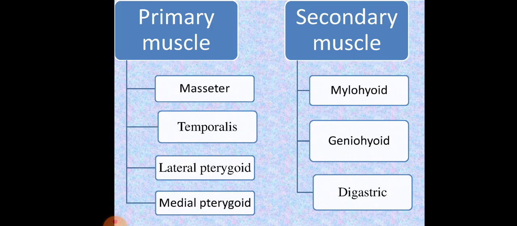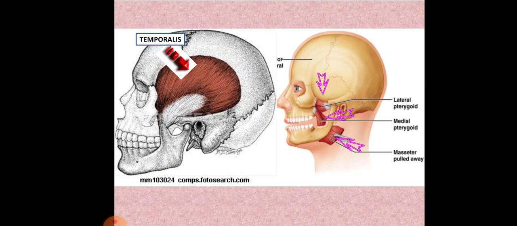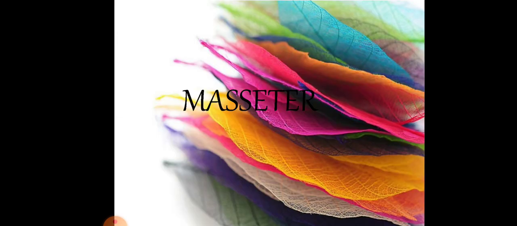We have classified the muscles of mastication into two categories. The primary muscles are temporalis, masseter, lateral pterygoid, and medial pterygoid. The secondary muscles are the helping muscles: mylohyoid, geniohyoid, and digastric. Here we can locate the temporalis muscle, the lateral and medial pterygoid, and the masseter.